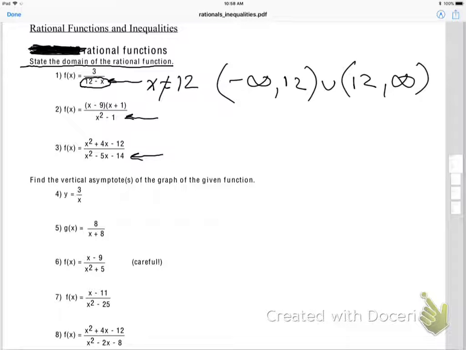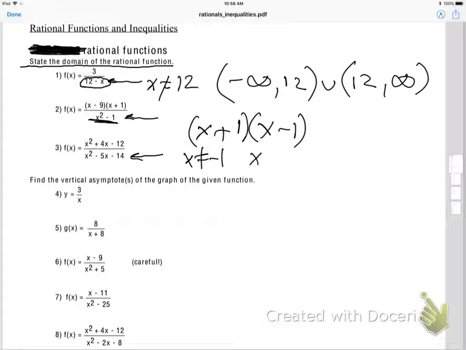And that's pretty much it. If you look at, say, questions 2 and 3, all you're going to have to do is factor the denominator, okay? So x squared minus 1 will factor into x plus 1, x minus 1, which means x cannot be negative 1, because that'll make it 0, and x cannot be positive 1. And again, you can write that as interval notation.